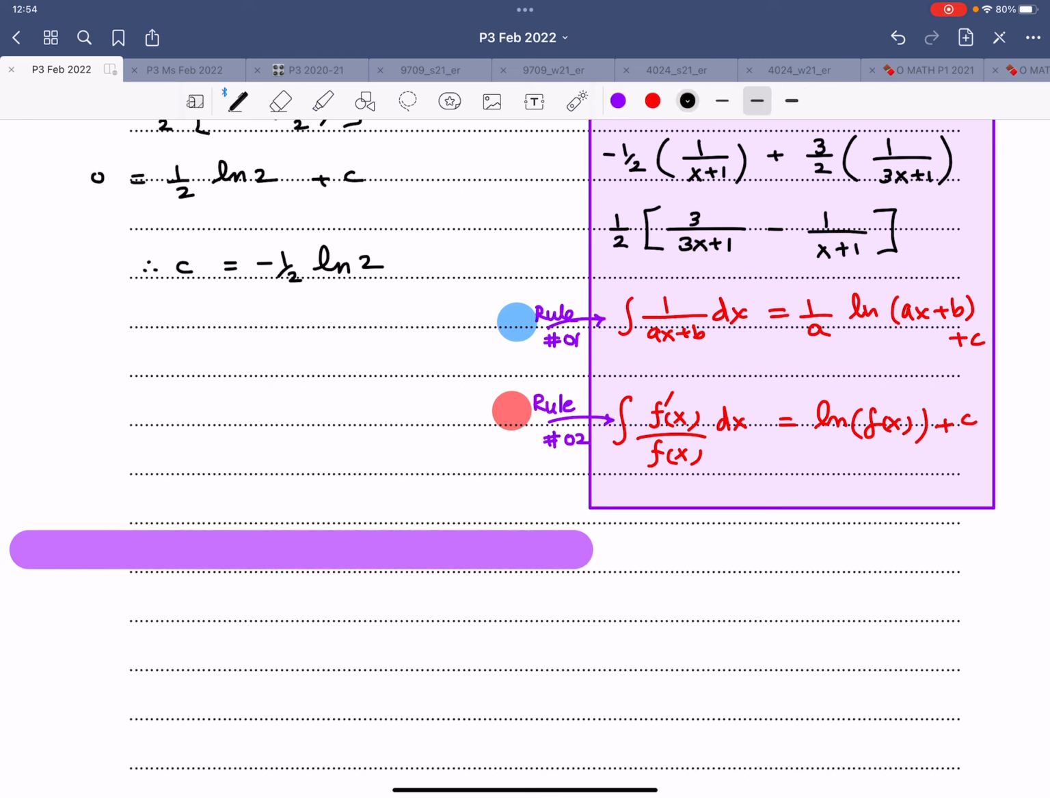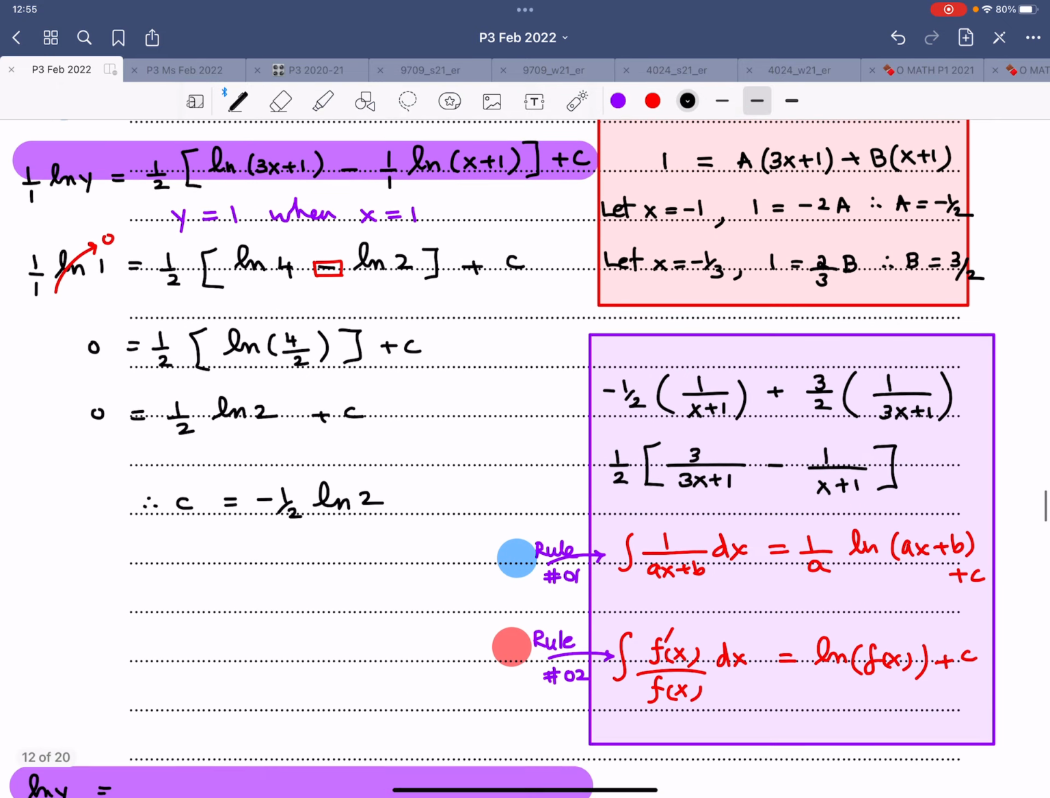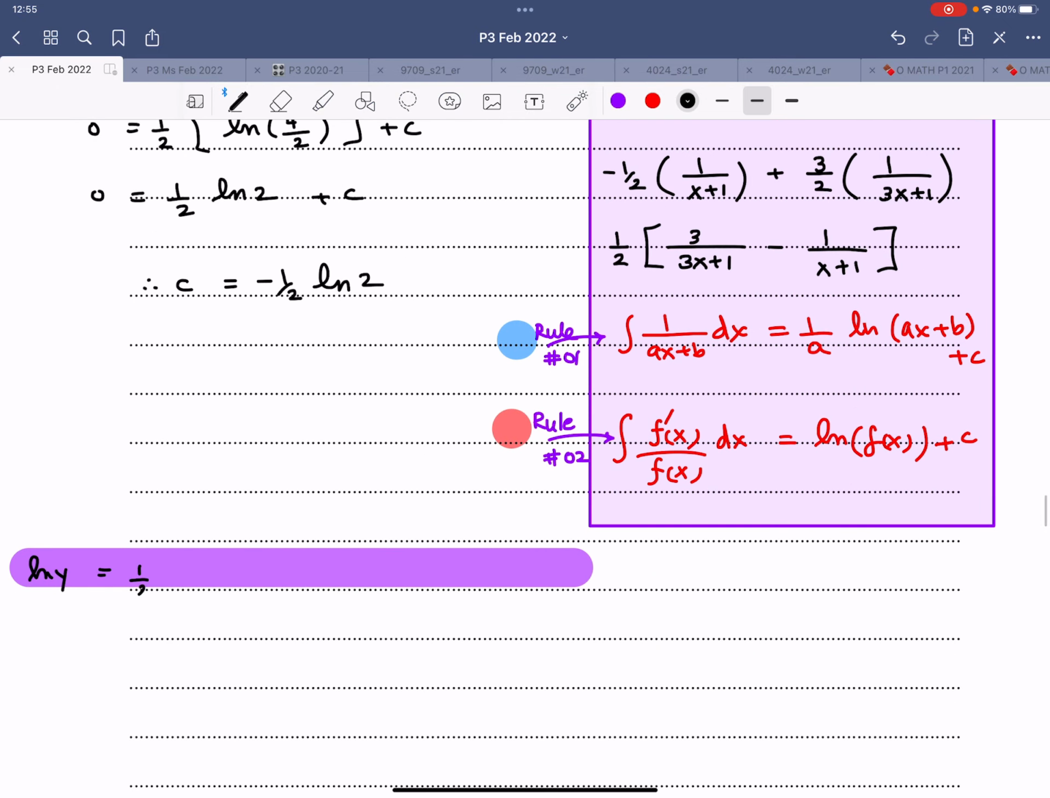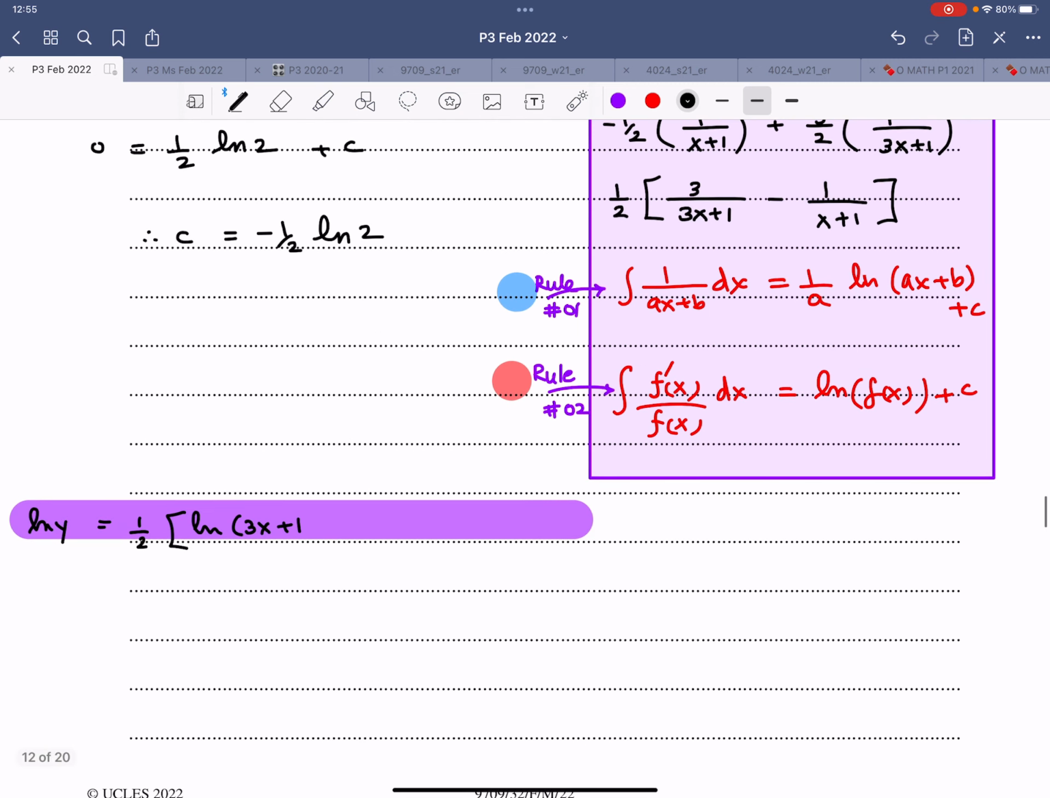So this is 1 over 1 ln y equals half, and now this is ln of 3x plus 1 minus ln of x plus 1, and this time I can even take this thing common out, and this minus goes on the inside. So this is minus ln of 2, and the bracket is closed. Half is already taken common out.